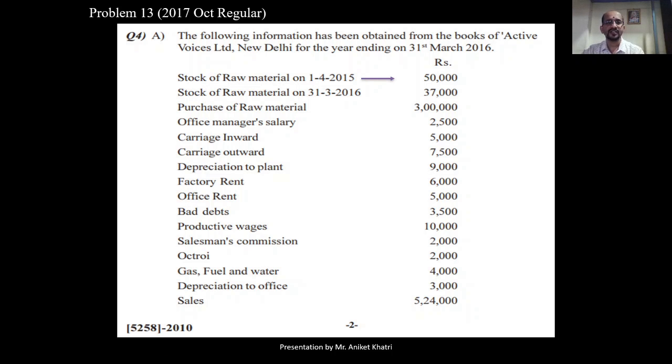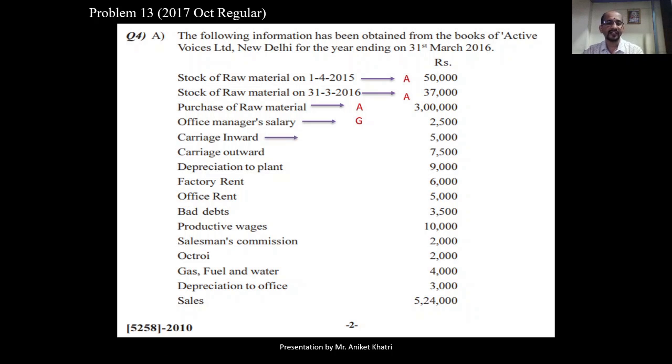So first, stock of raw materials, which is an opening stock, A. Stock of raw materials on 31st March. This is a closing stock, right? So it's again A. Purchase of raw material, A. Office manager salary. So as it is said, office, so we need to write it in an office, right? That is G.